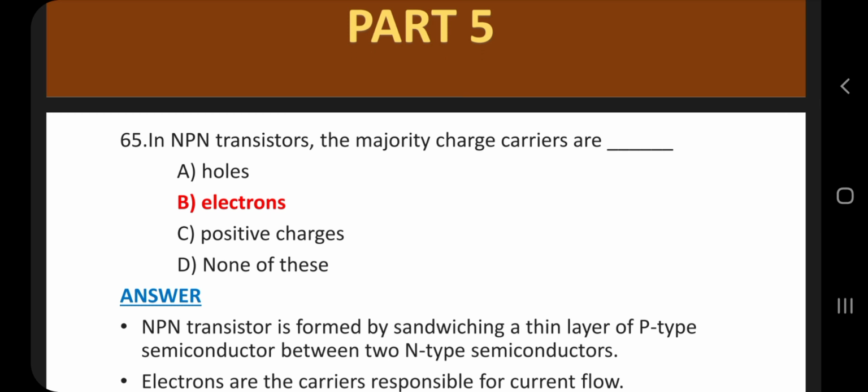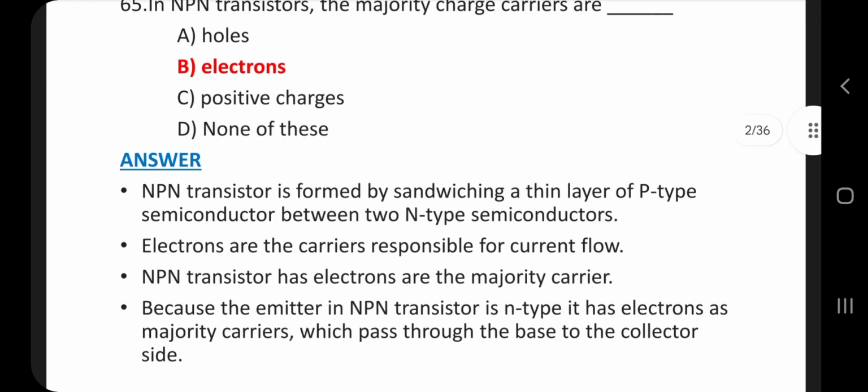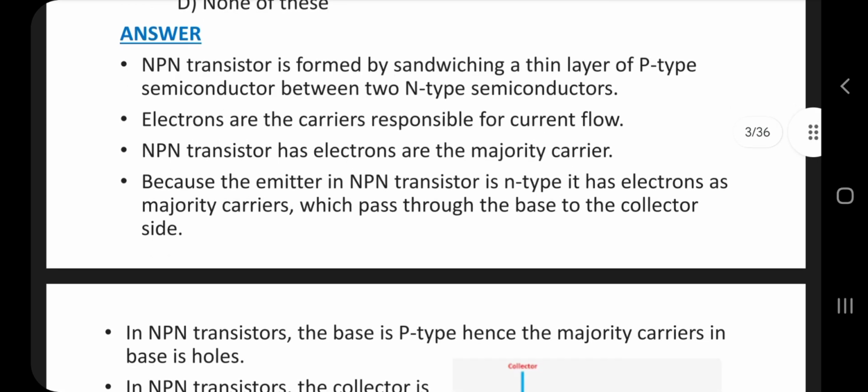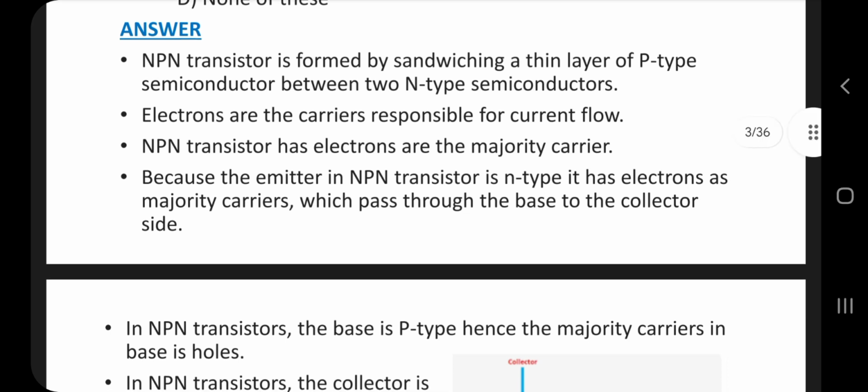Question number 65. In NPN transistors, the majority charge carriers are, answer B, electrons. An NPN transistor is formed by sandwiching a thin layer of P-type semiconductor between two N-type semiconductors. Electrons are the carriers responsible for current flow. So in NPN transistors, electrons are the majority carriers because the emitter in an NPN transistor is N-type. It has electrons as majority carriers which pass through the base to the collector side.